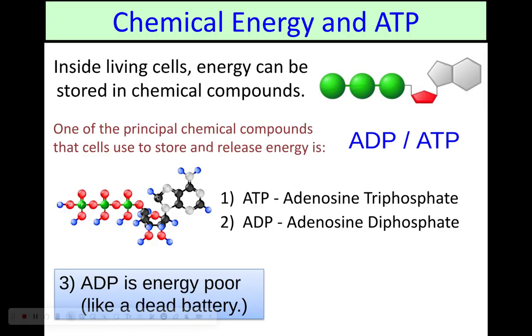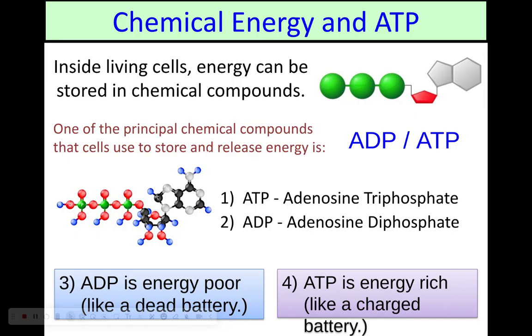So basically, ATP is the ready-to-run version that all of our cells need, whereas ADP is the please-plug-me-in version. We need it to charge up.